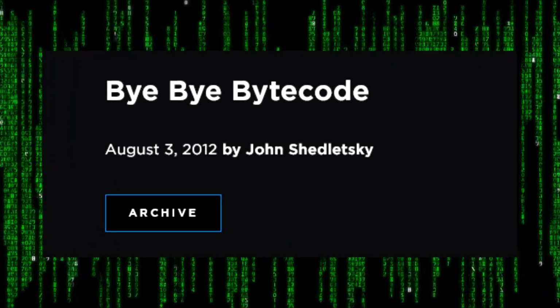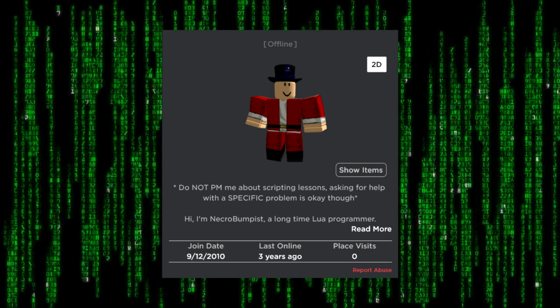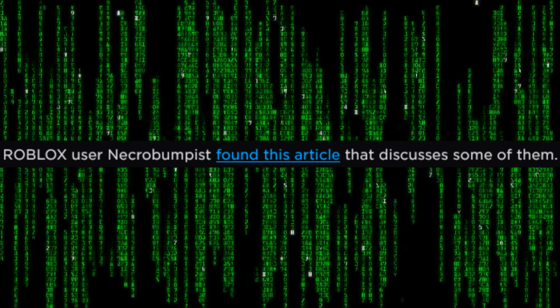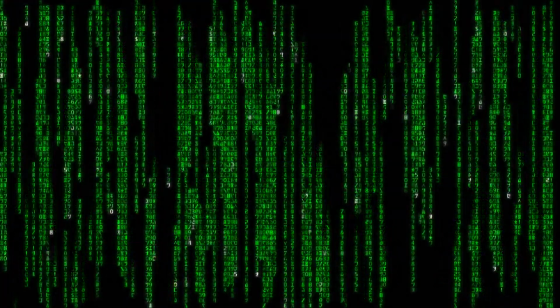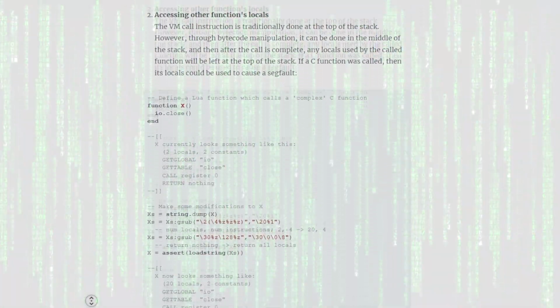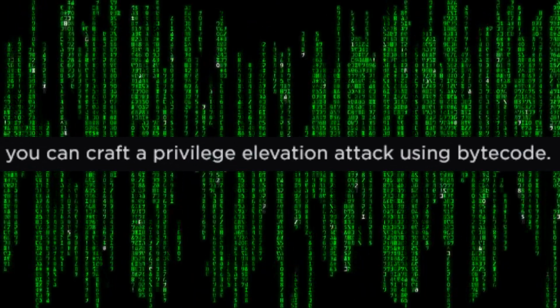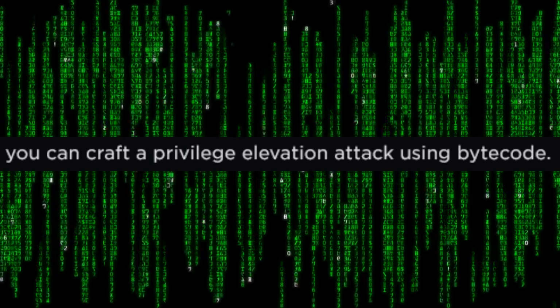Back in 2012, and technically before, bytecode was discovered as a way to inject code into the Roblox client by a user named Necrobumpist. He then handed this information to Roblox, where he discovered an article discussing some of the bugs with the base version of Lua Roblox was using, which was posted actually around 2008. Essentially, this could give users elevated privileges in games and use bytecode to execute basically anything they want, provided they knew how to use it.